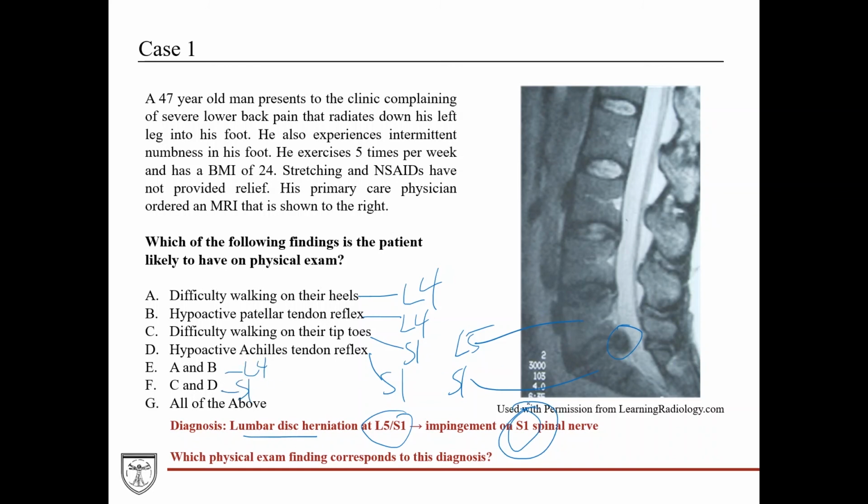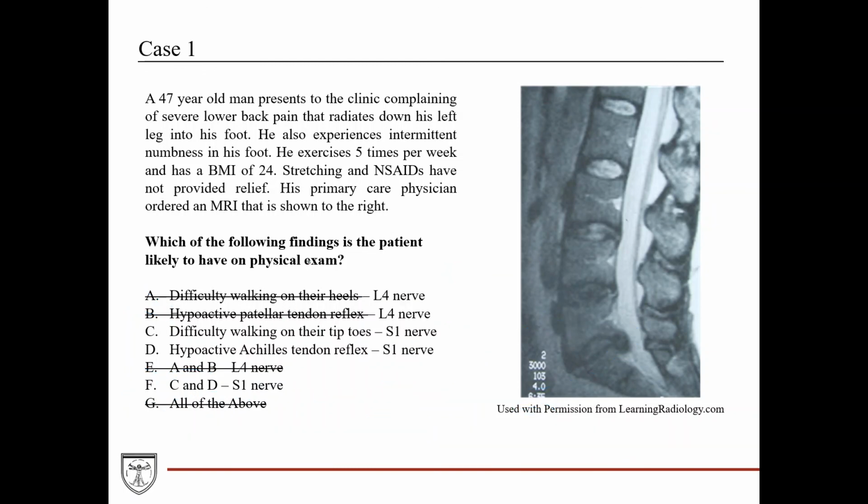Well, we know it's an S1 spinal nerve impingement, so it's not likely A or B, and by default, it's not going to be E or G, and it's not either C or D alone. He's likely going to have both of these. And that gives us our right answer here of C and D.